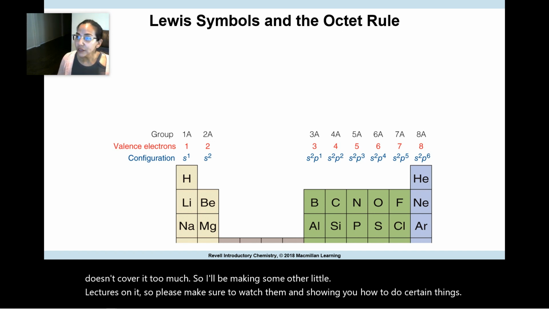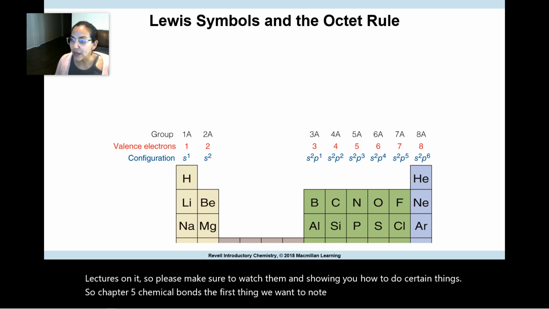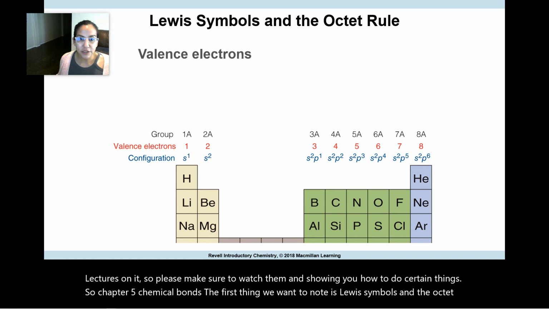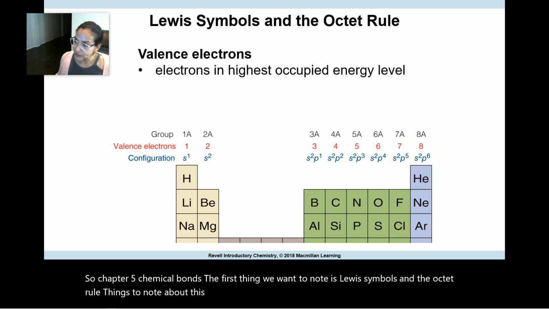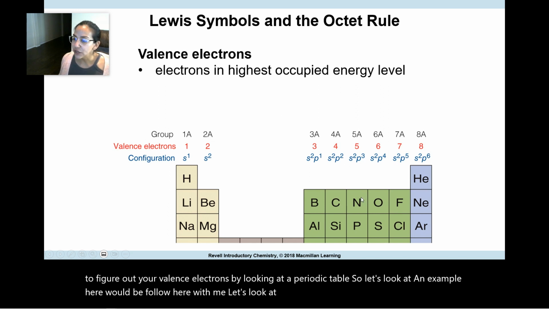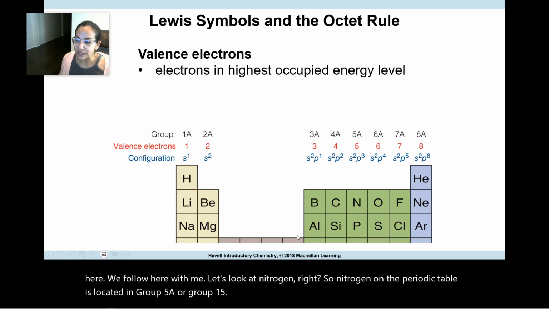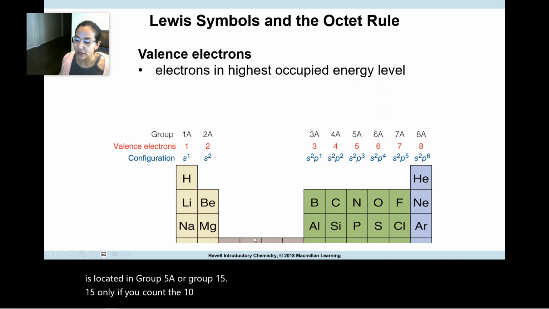Okay. So chapter 5, chemical bonds. The first thing we want to note is Lewis symbols and the octet rule. Things to note about this one is where your valence electrons are at and how easy it is to figure out your valence electrons by looking at a periodic table. So let's look at an example here. If you follow here with me, let's look at nitrogen. All right, so nitrogen on the periodic table is located in group 5A or group 15. 15 only if you count the 10 transitional metals right here, if you're going to count those.